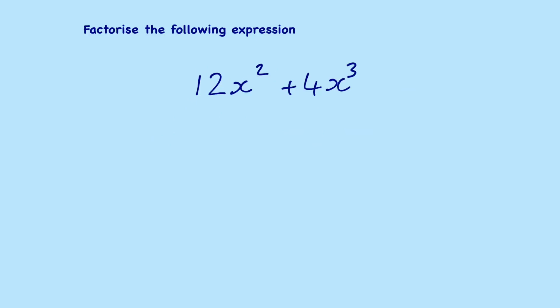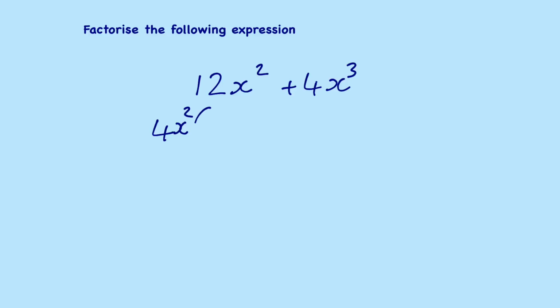Here's another one to try. So we can see that we can divide 12 by 4 and 4 by 4. We can also divide x squared into this term, and x squared will also go into this term. So altogether, our factor of the two terms, 12x squared and 4x cubed, is 4x squared.